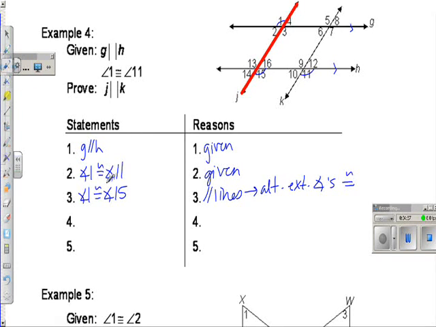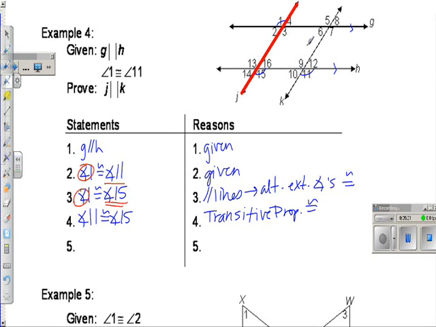Now, you know that if 1 is congruent to 15 and 1 is congruent to 11, then we can use our transitive property. 11 is congruent to 1, and 1 is congruent to 15, so angle 11 is congruent to angle 15 by the transitive property of congruence. You can't say that 15 is congruent to 11 by corresponding angles because we don't know if J and K are parallel yet.